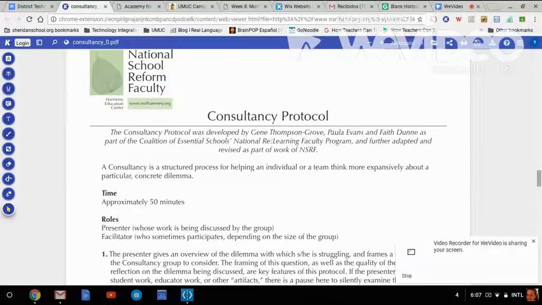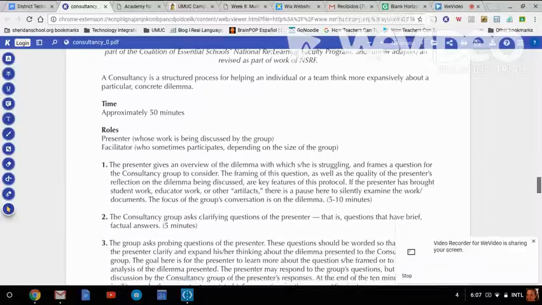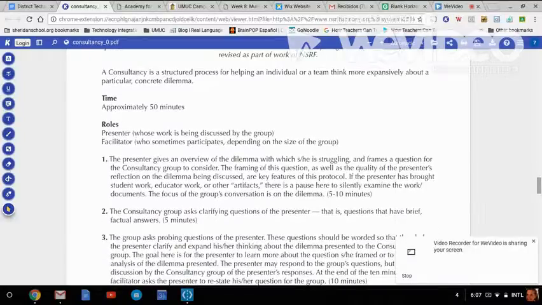Ideally, you would take 50 minutes for this protocol. We may or may not take that much time, but we are going to follow the steps and see if we can come up with a solution to our problem. We are going to assign roles. And in number one, the presenter is going to give an overview of the problem. That will be me. I will be the presenter, and I will give an overview of our problem.